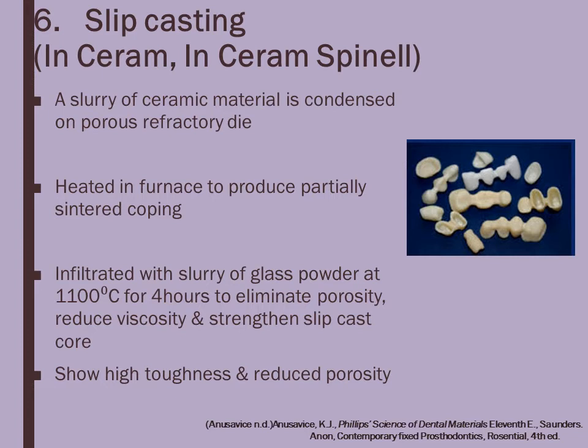So in slip casting, basically we are just condensing the slurry of ceramic onto a die and heating it at a specific temperature, and the enhanced properties of better toughness and reduced porosities are shown. So this is called slip casting.